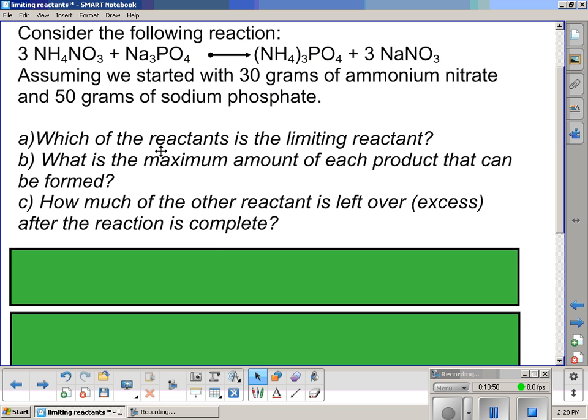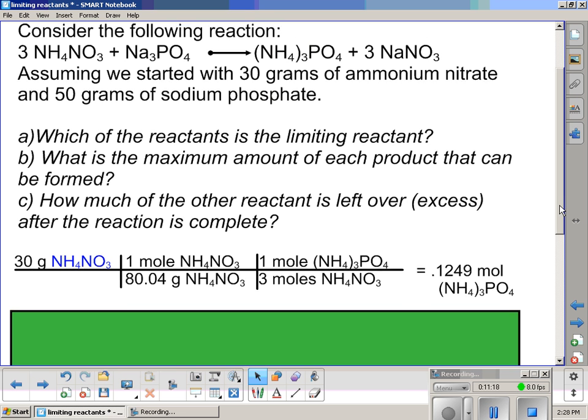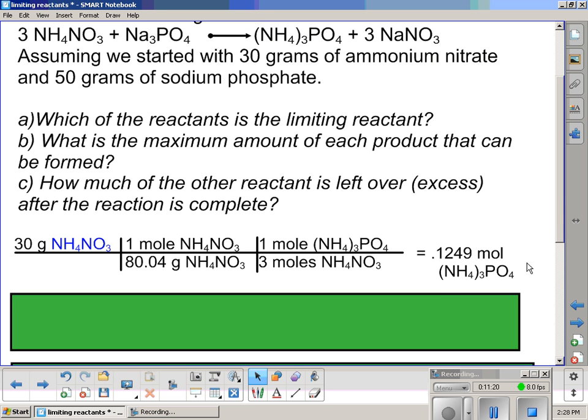Okay, so first, which is the limiting reactant? We have 30 grams of ammonium nitrate. Our conversion to moles, 1 mole equivalent to the molar mass of ammonium nitrate. Our mole to mole ratio, 3 moles of ammonium nitrate for every 1 mole of ammonium phosphate. 3 subscript, no subscript here, and pushing buttons on a calculator, we get 0.1249 moles of ammonium phosphate can be formed.